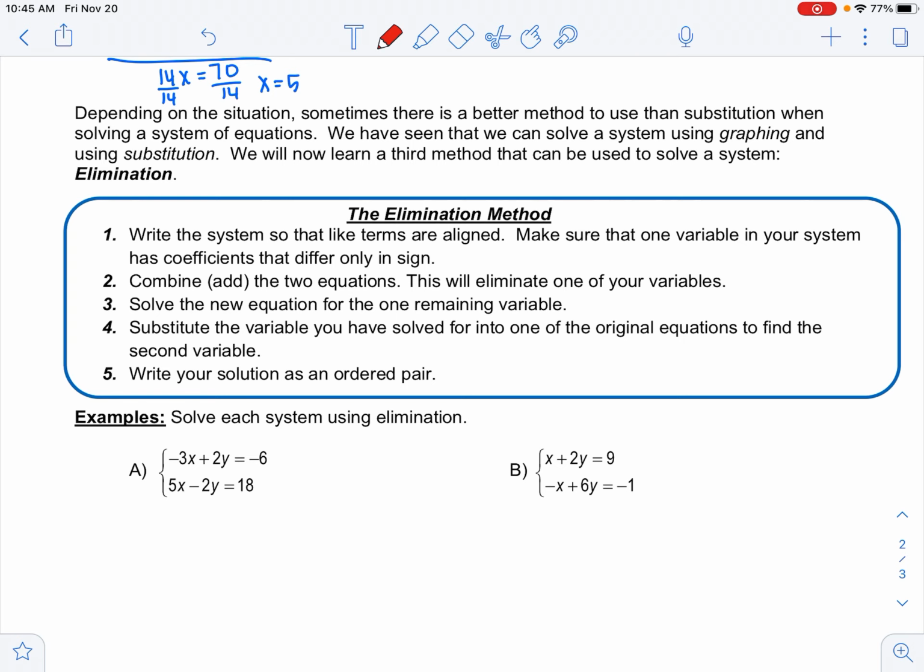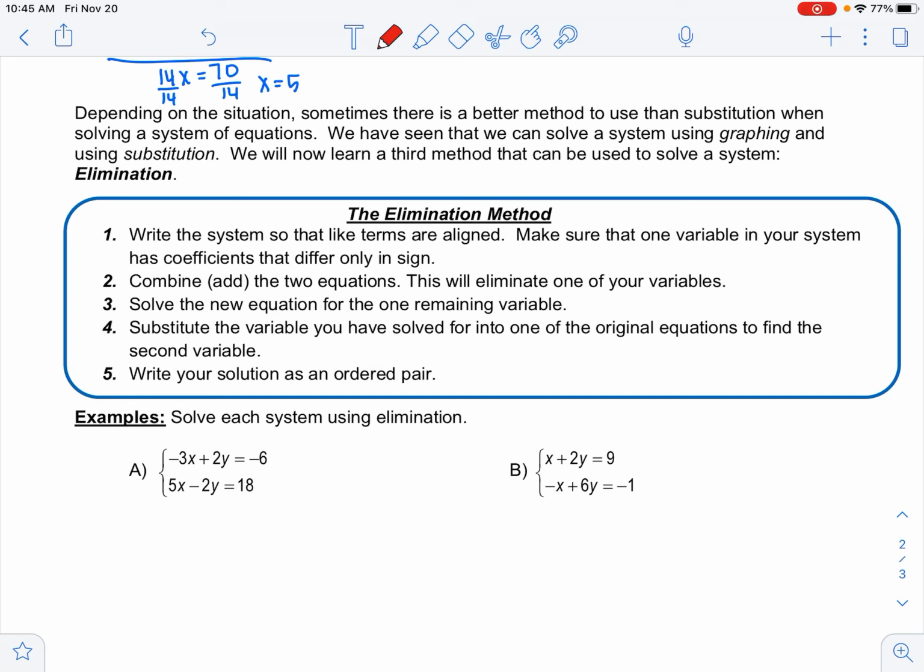You're going to write the system so that like terms are aligned. We're going to already have them aligned for you, so that's not going to be an issue. What you need to do is make sure that one variable in your system has coefficients that only differ by a sign. What that means is that you need to see a 2x and a negative 2x, or a negative 5y and a positive 5y, or an 8x and a negative 8x, or a 17y and a negative 17y. You need to see those coefficients that are opposites of each other.